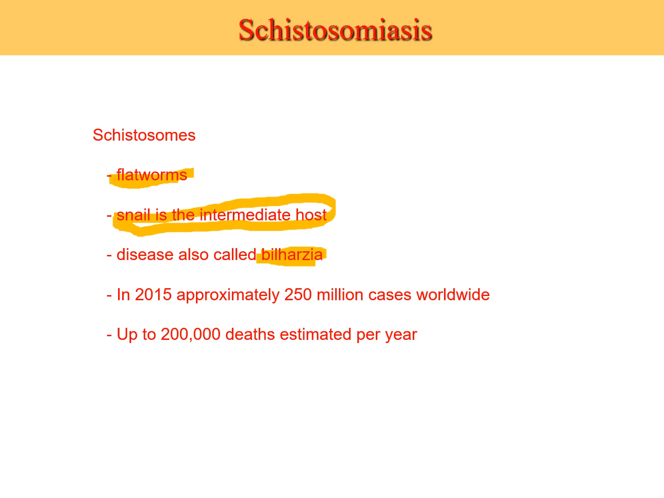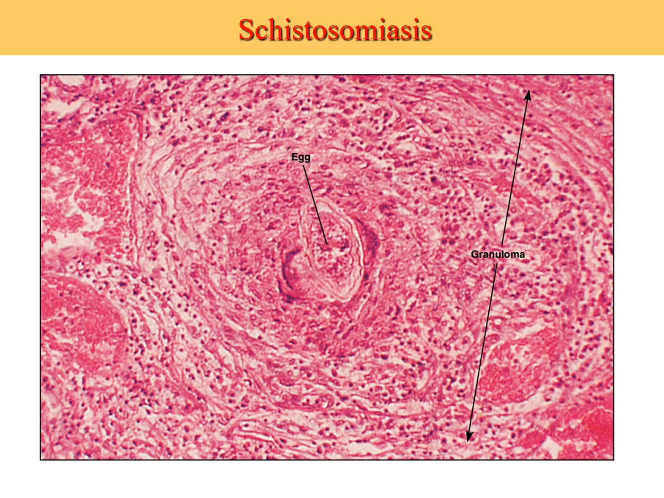The snail carries it. People walk in the water, in irrigation ditches in fields, farming, and pick it up. It burrows into the skin. Approximately 250 million cases worldwide, up to 200 deaths estimated per year. It's debilitating and affects a huge number of people. What this organism does is it gets in and then it burrows into the muscle tissue and resides in there, in the tissue.